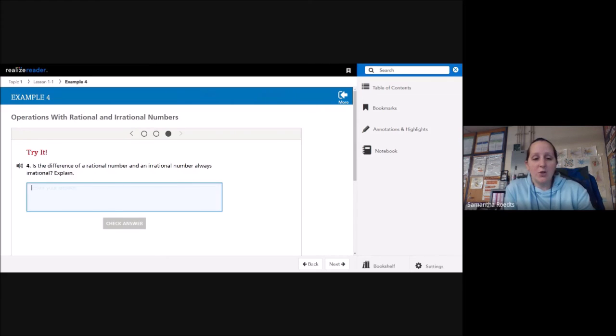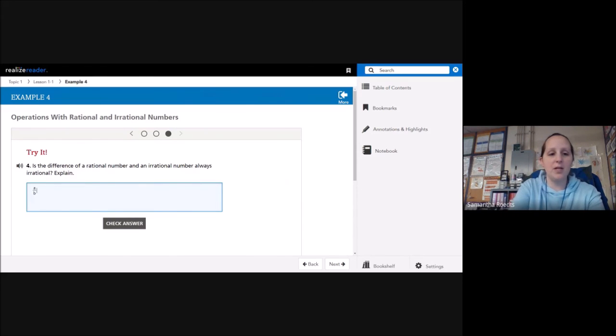Is the difference of a rational number and an irrational number always irrational? Explain. So you're going to use something very similar to what we've done to find the sum and the product of rational versus irrational numbers. So I'm going to start with a number that I'm going to say is irrational. So let's say m is my irrational number.